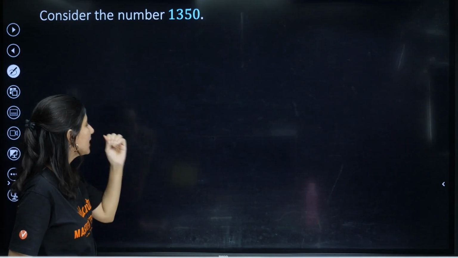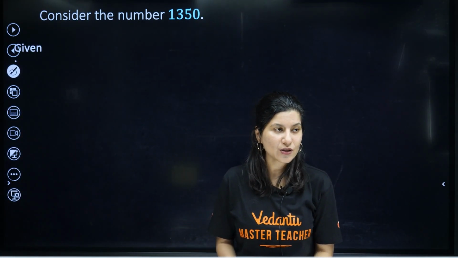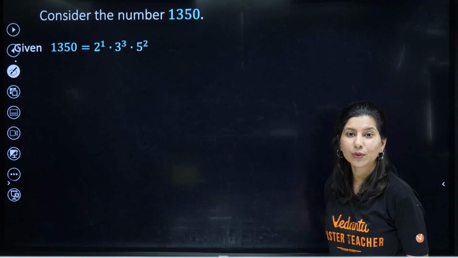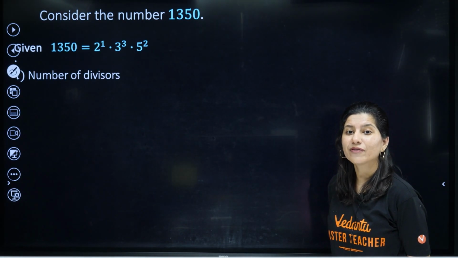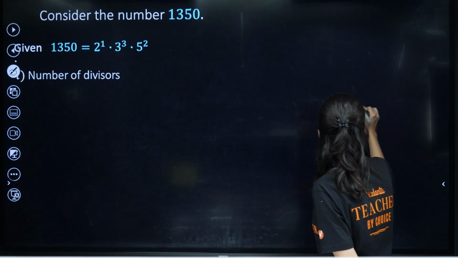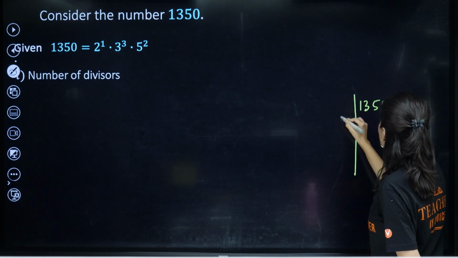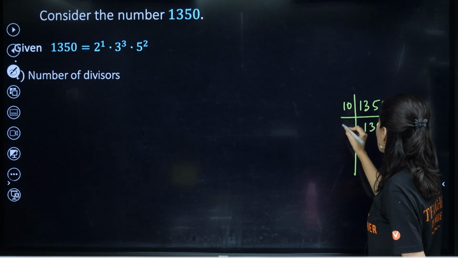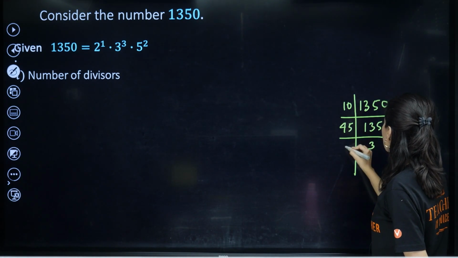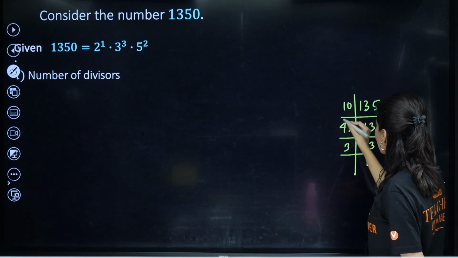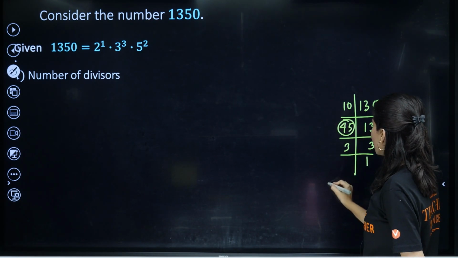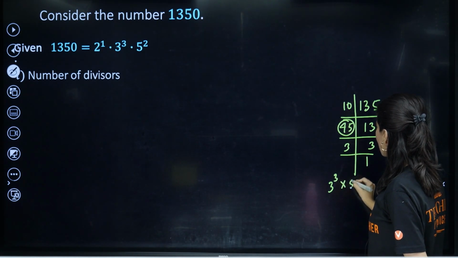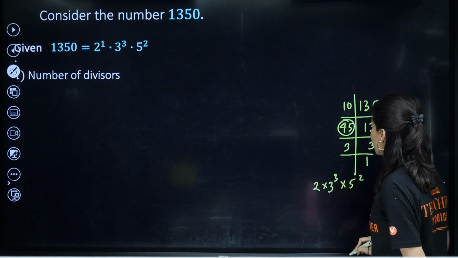So let me just give you one example, 1350. Suppose 1350 is there, and you need to find the number of divisors. For that, you have to figure out the factors. Let's do that. So 10, 135. Then you are having 45 into 3, 3 into 1. 45 is 9 5s are 45. So again, 3 square and one more 3, 3 cube, correct? Then 5 square and then 2. So 2, 3 cube, 5 square.